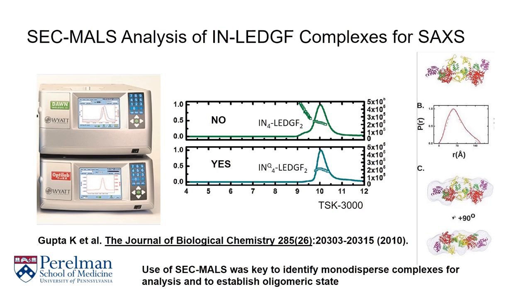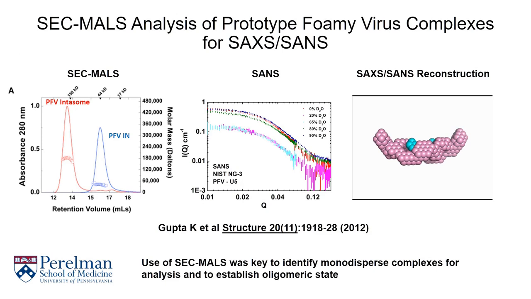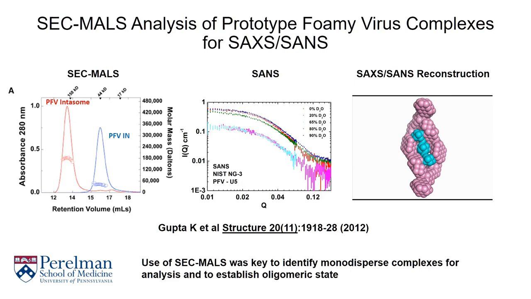In our 2012 biophysical study, our SEC-MALS analyses were critical to the characterization of a related retroviral integrase protein-DNA complex, prototype foamy virus integrase and its complex with viral DNA, leading to the successful study using small-angle X-ray and neutron scattering. We confirmed using SEC-MALS that the integrase protein binds to viral DNA ends in a 4-integrase-to-2-DNA stoichiometry. We extensively used SEC-MALS to optimize buffer conditions to limit aggregation and polydispersity, yielding preparations suitable for SAS analysis and the subsequent atomic modeling of the data.